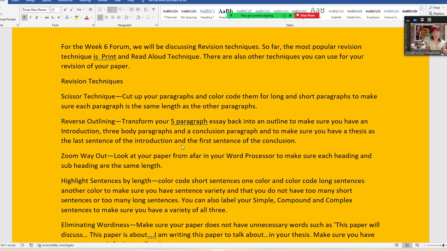Highlight sentences by length. So you color code the short sentences one color, you color code the long sentences another color. So this way you can see how many short sentences you have and how many long sentences you have. If you have too many short sentences in a row, then you know that you need to have more sentence variety. So when you color code it for sentences, you highlight your sentences by length. This way you can have more sentence variety.